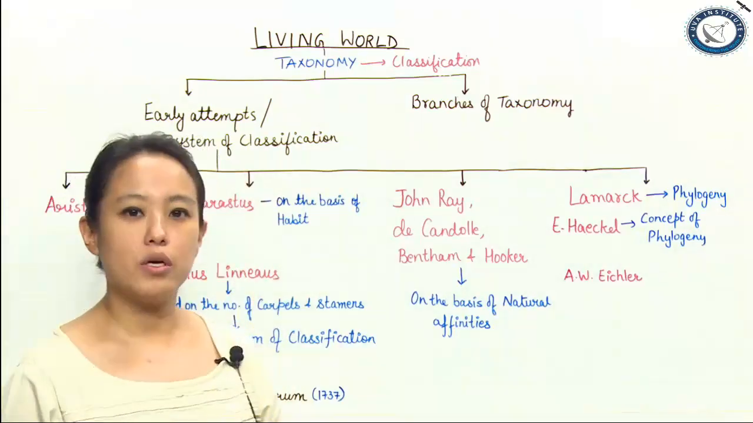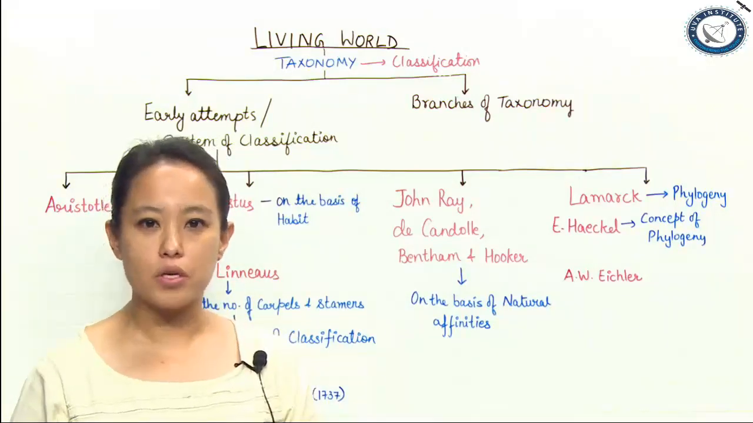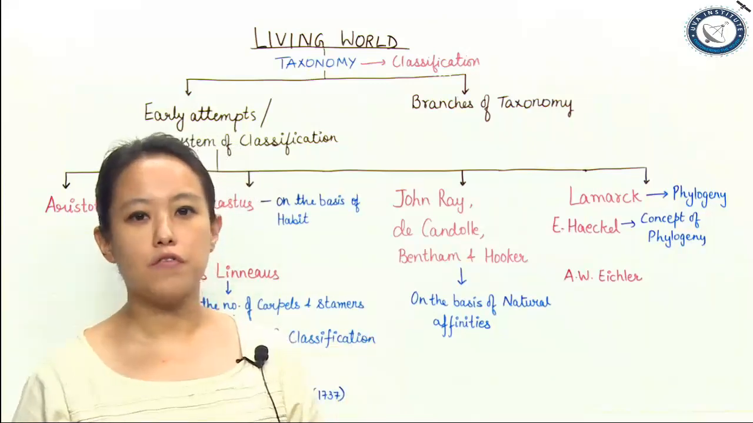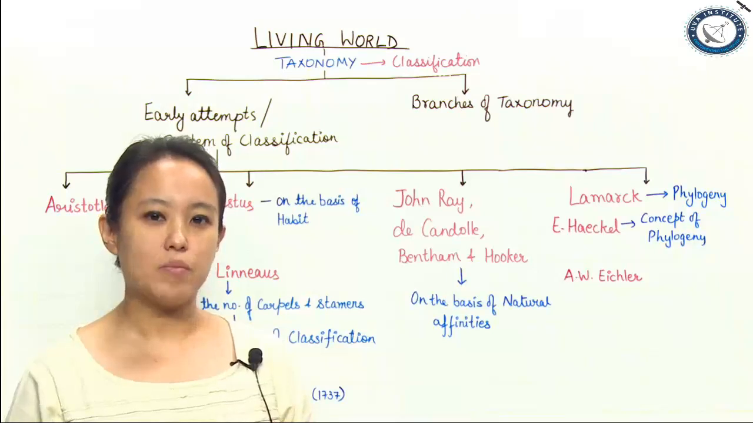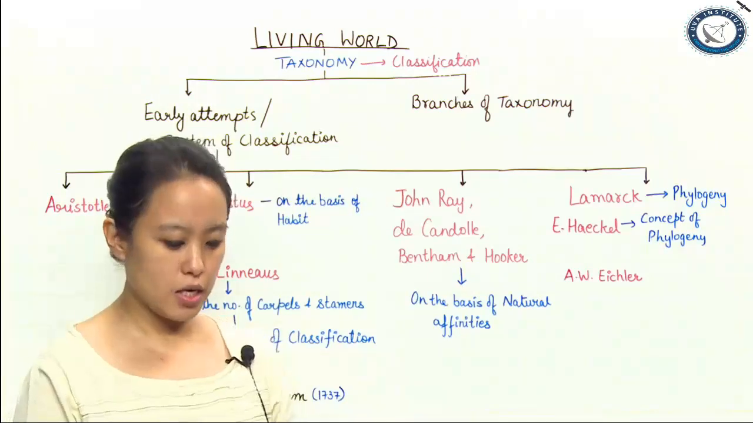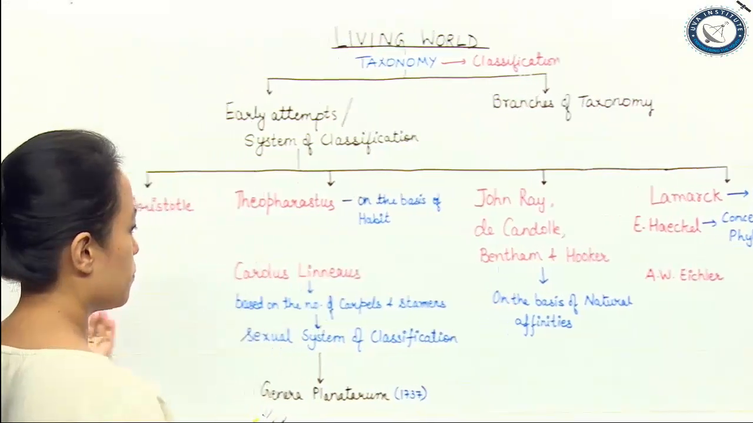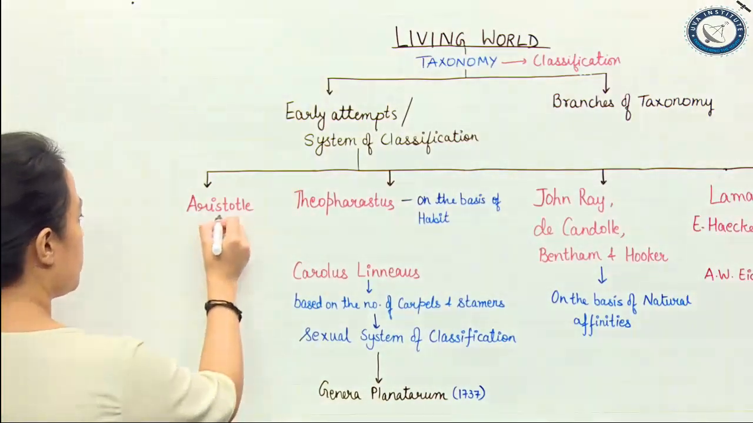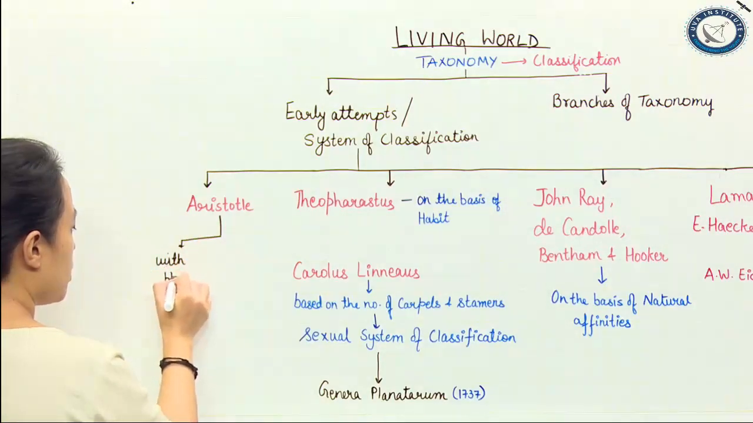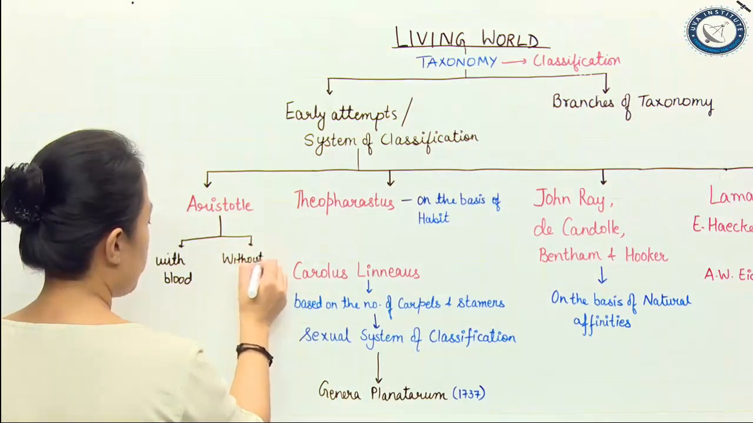So when we are talking about the early attempts of classification, we need to know that how the classification concept actually came into the picture. So it was first Aristotle. Aristotle was the first person who started an early attempt in order to classify organisms. So on the very basic feature, how did he start? He started on the basis of organisms with blood and organisms without blood, in a very simplified manner.